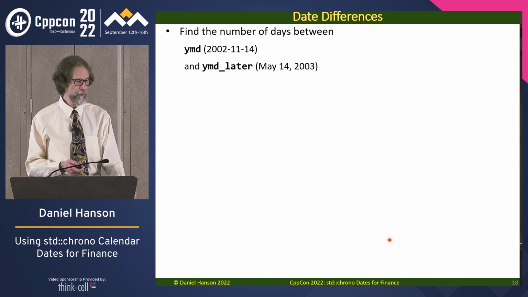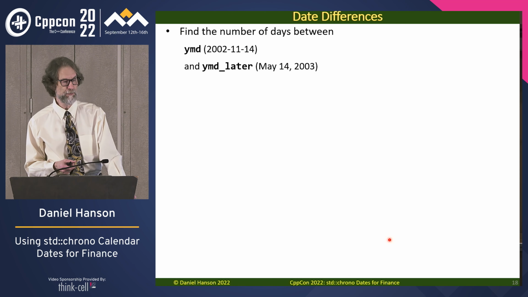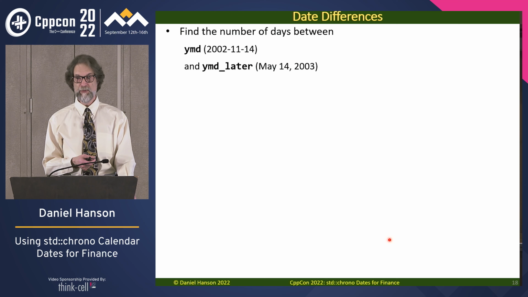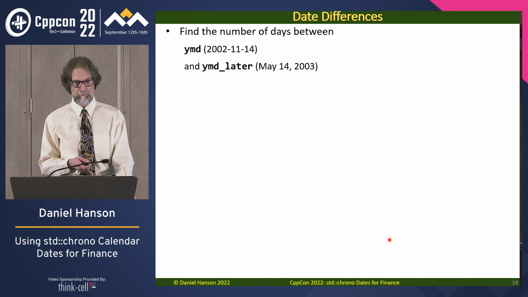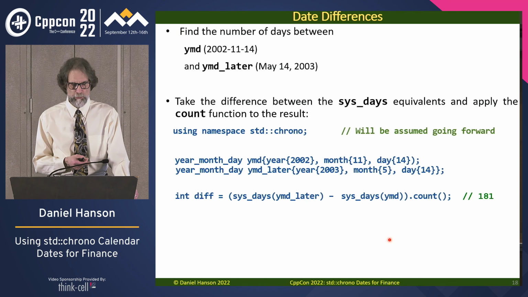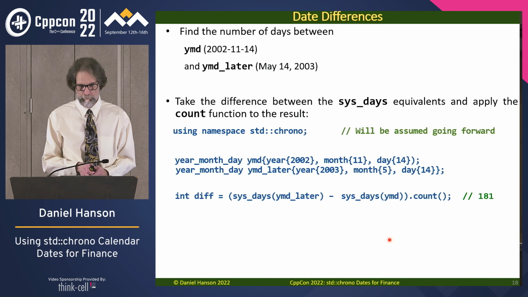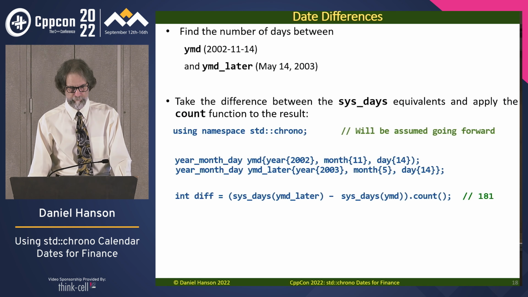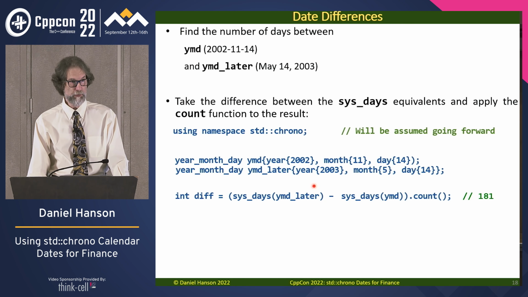Another thing that we often need to do is to find the number of days between 2 dates. So for example, the actual over 365 day count. If we take 2 dates, our original one and then another one 6 months later, it's similar to what we did before, but not quite as involved. You need to convert each date to sys_days, but when you take the difference, this resolves to a duration type, and you can just go ahead and call the count function. And this will return the integer number of days between the 2 dates.